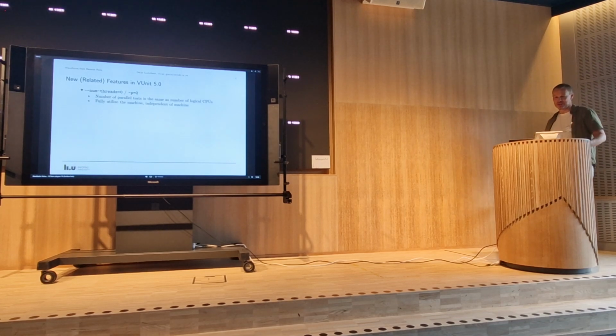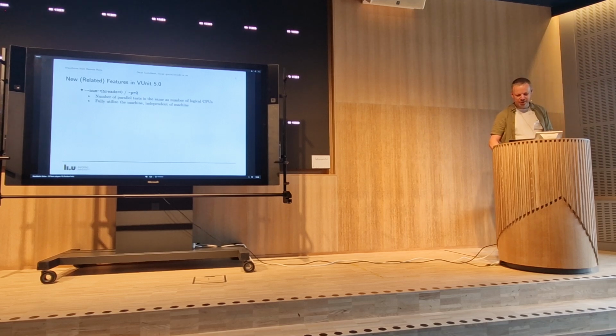So first, since this is VUnit, some related features added for VUnit 5. Talked about parallel running now. Now we can set this number of parallel threads to 0 and it will run with whatever your machine supports. So that could be quite convenient if you jump around different machines and just want to maximize it. So a minor thing, but still relevant.